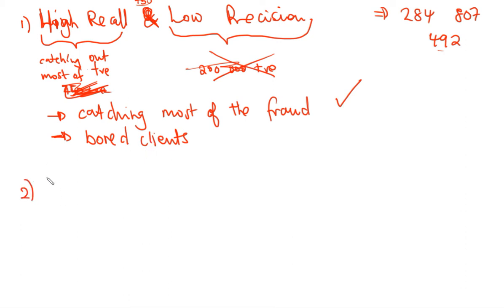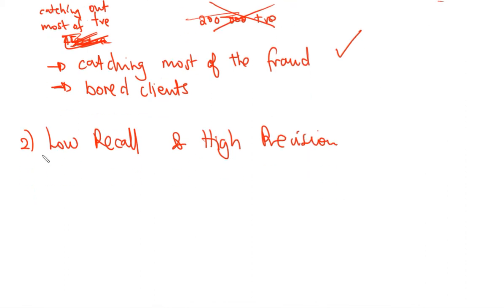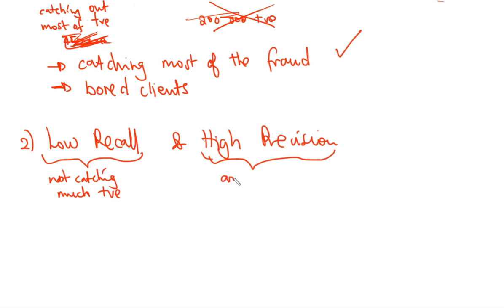In a second case, we might have low recall and high precision. What happens in this case? It means we are not catching much of the positive class, but the ones that we predict to be positive are truly positive because of high precision. So what are the implications in this case?